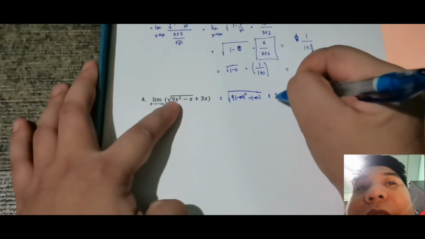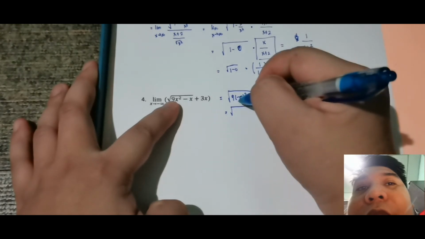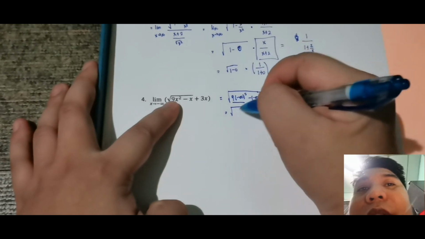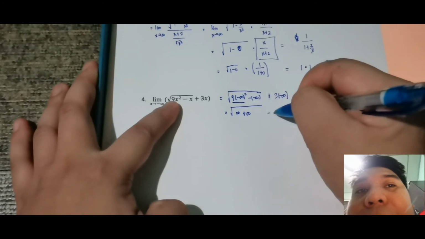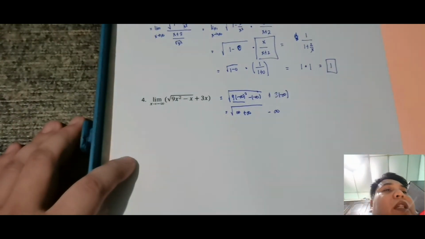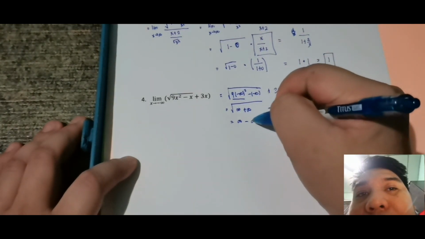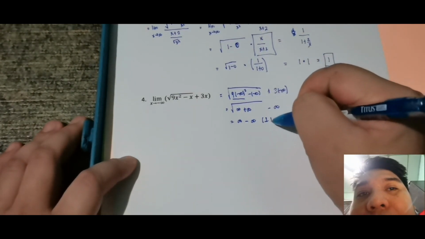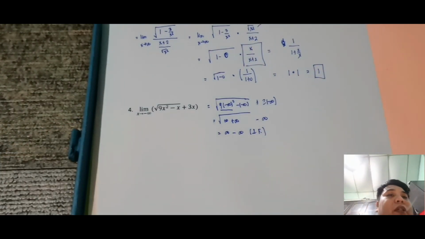Okay, plus 3 times negative infinity. So this is equal to the square root of positive infinity for this part, then plus infinity, minus infinity. 3 times negative infinity is negative infinity. So this is infinity minus infinity, which is an indeterminate form again. As I said, the kinds of indeterminate forms are infinity over infinity and infinity minus infinity. So it's indeterminate again, and I notice there's an x squared again.